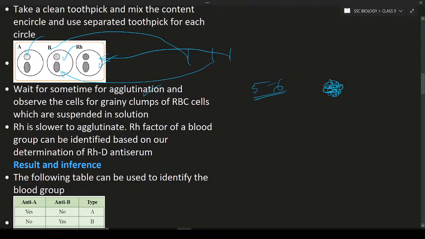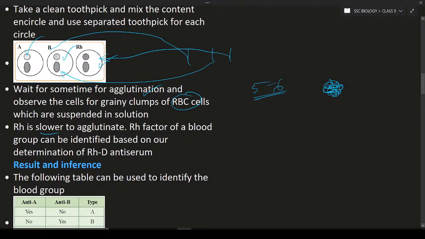Here the reaction takes place between the antisera and the blood group. As a result, at the end of the reaction, there will be an identification of the blood group. Here the RBCs are suspended in the solution containing antisera and blood. This Rh is sometimes slower to agglutinate. Generally it will take around 5 to 6 minutes, and sometimes it may take around 10 minutes also. So be patient and wait a little bit more.